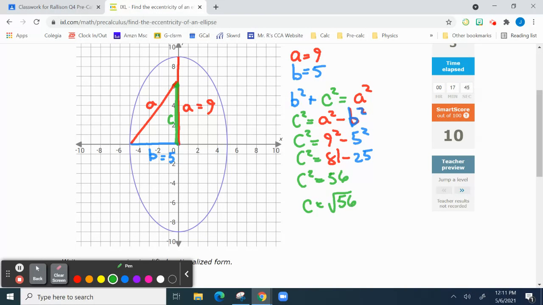56 divided by 4. So let's do this. That's going to equal the square root of 4 times 14, which equals the square root of 4 times the square root of 14, which equals 2 times the square root of 14. Can 14 be reduced any further?